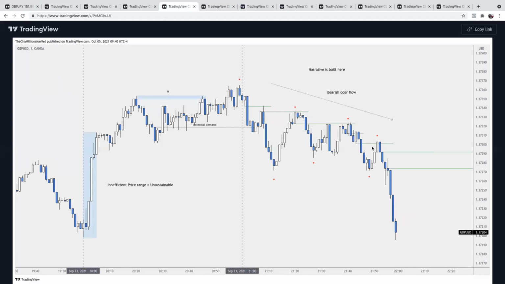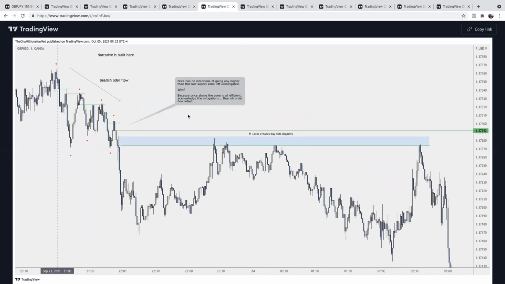Because say we didn't get this move here and then price had come back and broke back above here. Now the bearish order flow is interrupted. Scalp has now shifted back bullish, right? So from that point, you got your bearish order flow here.